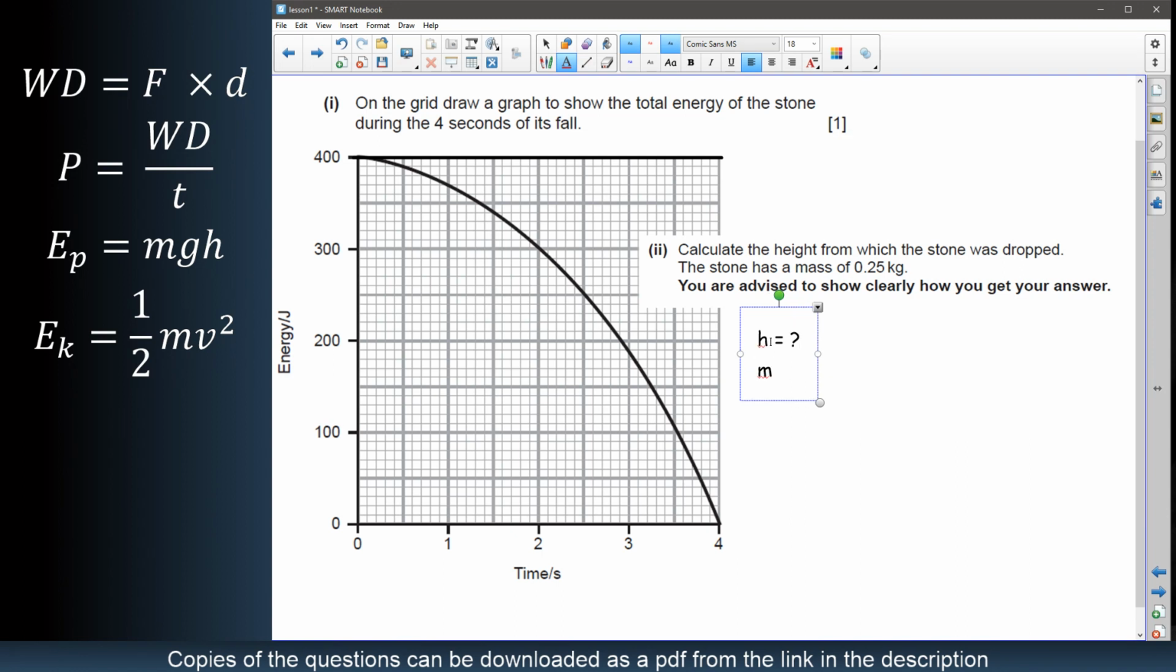I've been given the mass is equal to 0.25, and I've been given a graph that's got to do with potential energy. And if you write it down like this, it triggers your brain to go, right, I've seen this equation before. I've got EP, M and H, so this has got to be EP equals mgh. Now you can do the rearrangement straight away here, or you can use your triangle, or you can substitute, and it doesn't really matter.